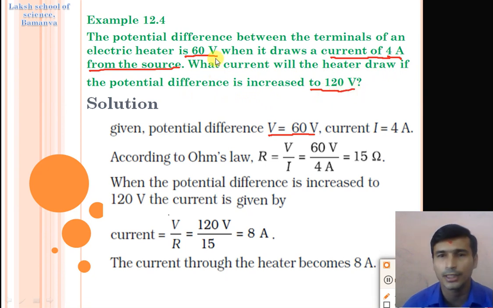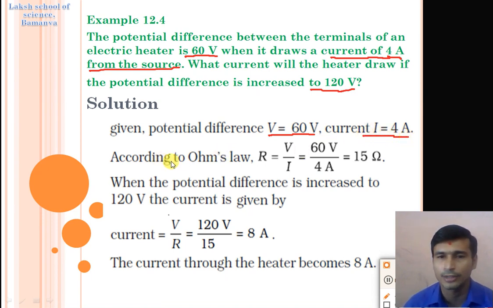So if we increase the potential difference across the two terminals of an electric heater from 60 volt to 120 volt, what will be the change in the current? Orally we can do this, right? Here the potential difference is double, so the current passing through the heater is also double, but we need to calculate. Given that the potential difference across the two ends of the heater is 60 volt, the current passing through the heater is 4 ampere.